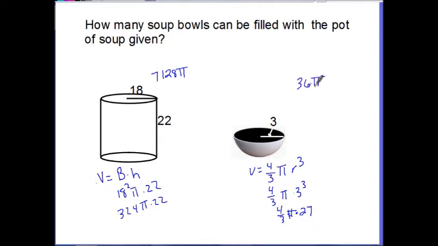So we want to see how many times 36 pi can go into 7,128 pi. Let's go ahead and divide that out. 7,128 pi divided by 36 pi. Those pi's are going to cancel out. It goes in 198 times. So we can use 198 bowls of soup to fill up that pot.